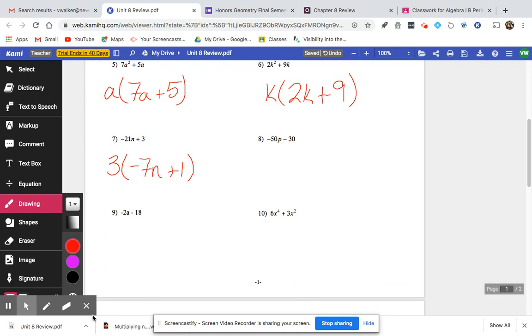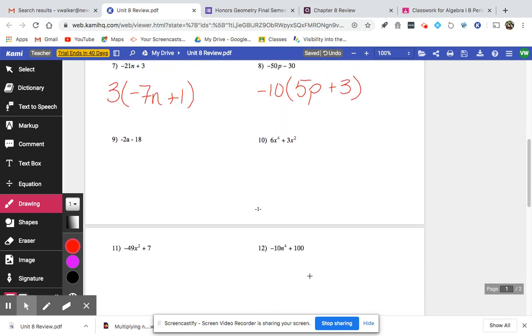Number 8, I look at negative 50p minus 30. Here you might get a little bit stumped. I can actually factor out a negative number. Why a negative number? Because both of the terms in there are negative. So in fact, I'm going to factor out a negative 10. 10 is the largest number between 50 and 30 that can go into both. Negative 10 times what is negative 50? Take negative 50 divided by negative 10, you get positive 5. And we still have that p in there. And then negative 10 times a positive 3 gets you negative 30. Remember, negative times a positive is always a negative.